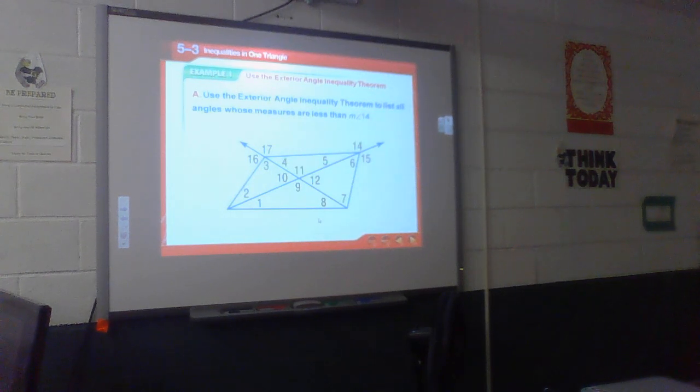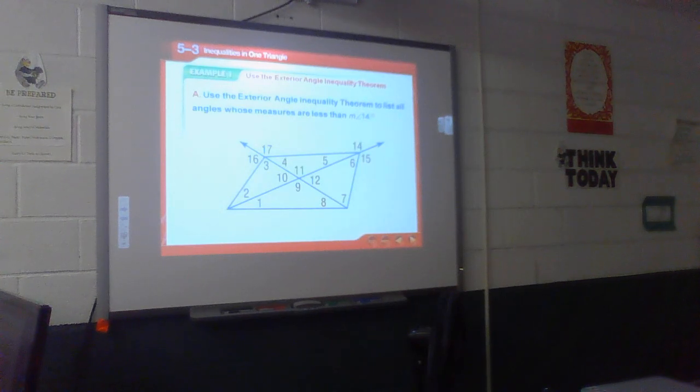So over here, obviously, if you looked at 15 and 6, 15 is way bigger than 6 by the look, right? Because in a linear pair, obviously, this is an obtuse angle. But you cannot say that angle 15 is bigger than angle 6 because of a linear pair. Make sense? All right, so let's look at this.